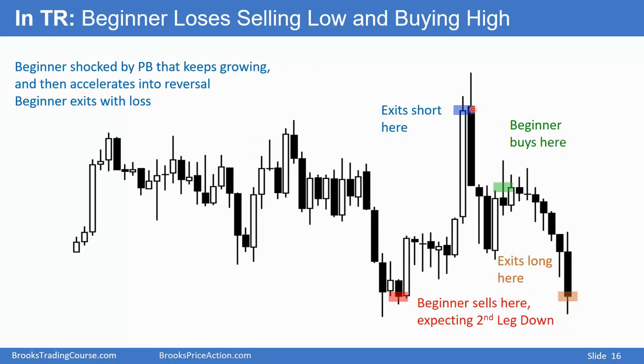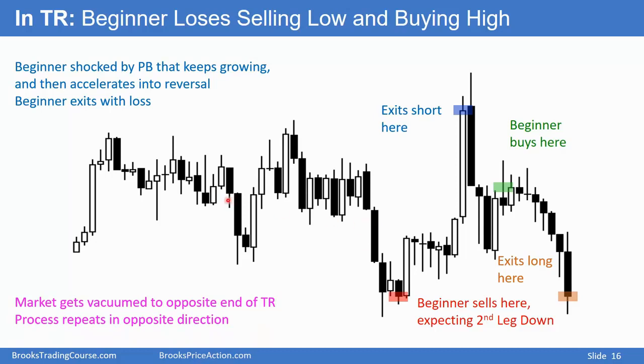He'll get out of his shorts up here if he sold here. If he bought here, he'll get out of his longs down here. He's getting out of his shorts exactly where the professionals are selling. He's getting out of his longs exactly where the professionals are buying. He's doing the exact opposite of what a trading range tells you what you should be doing. In a trading range, you want to buy low, not sell low. You want to sell high, not buy high.